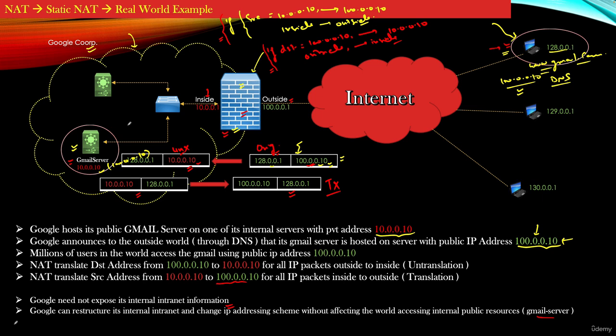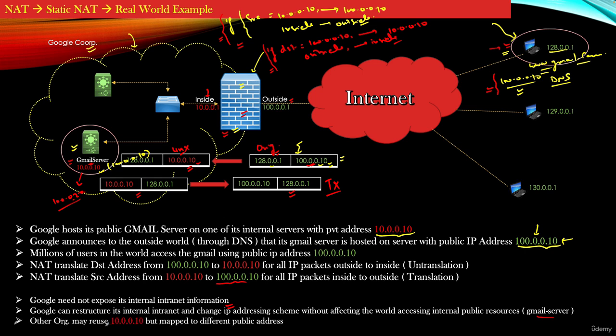So tomorrow, if Google decides to change the IP address of its Gmail server from 10.0.0.10 to 10.0.0.20, all Google has to do is update this NAT rule on its firewall device. Other than that, the rest of the users in the world would continue to access this device on the same public IP address. So Google does not have to announce to the outside world that, hey, the IP address of this and that server has changed. Please go and update your DNS cache.